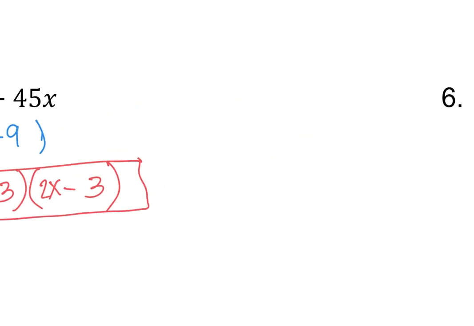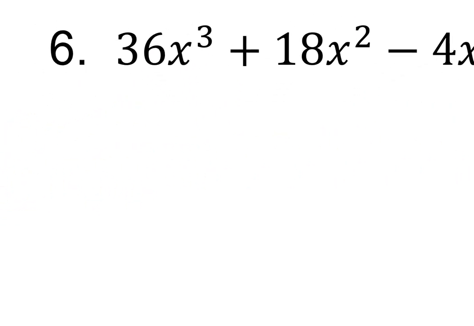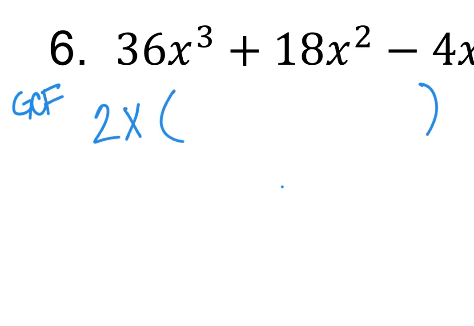Let's go to number 6. Okay, what factoring method do we always check with first? Greatest common factor. Now let's see what the greatest common factor is between 36, 18, and 4. Well, a number that can go into 4, 18, and 36 would be 2. And do we have any other greatest common factors here? Well, I see they all have an x, so let's go ahead and bring out an x as well. That's another greatest common factor.